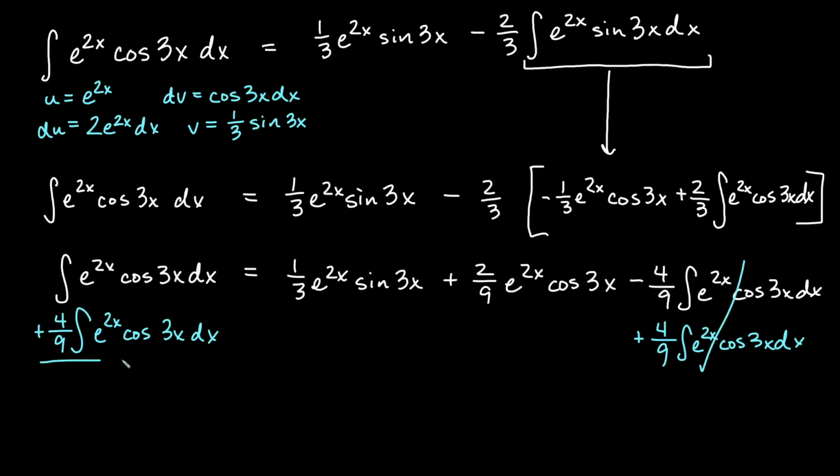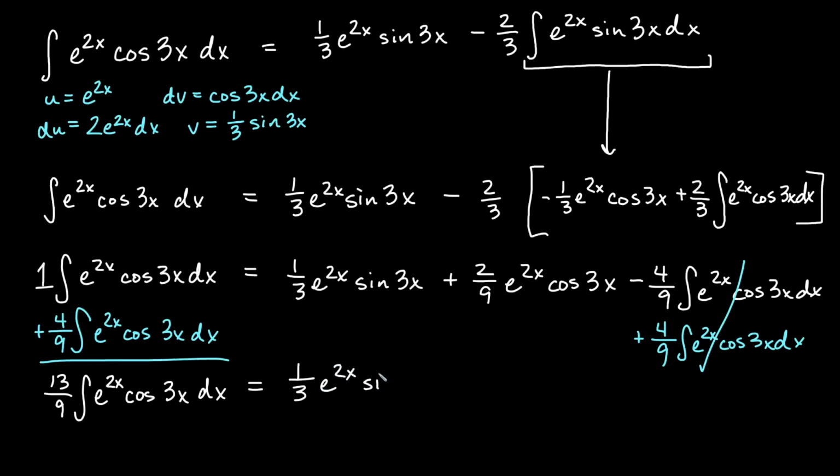That'll become 0. On the left side here, we will get, so this is like 1 of the integral. If you want to think of this as 9/9 plus 4/9, that would be 13/9 of that integral. If you're not sure, work out the details, get a common denominator. And so that will equal 1/3 e to the 2x sine 3x plus 2/9 e to the 2x cosine 3x. We will have a plus c, right?